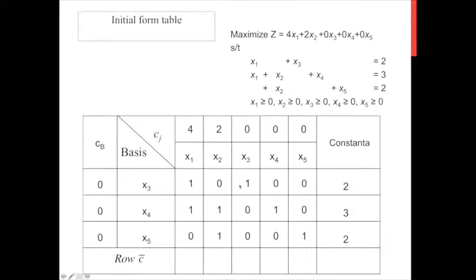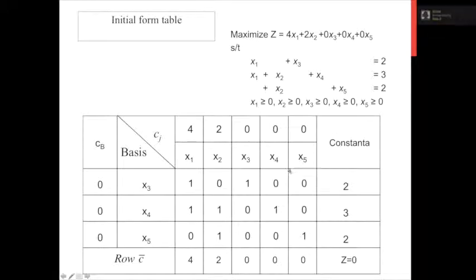Now we're gonna fill in the row C. The value of 4 came from 4 minus (0 times 1 plus 0 times 1 plus 0 times 0), so it became 4. Same as before, for the x2 column we use the same method, so the value of 2 comes from 2 minus (0 times 0 plus 0 times 1 plus 0 times 1). So we do the same for columns x3, x4, and x5.